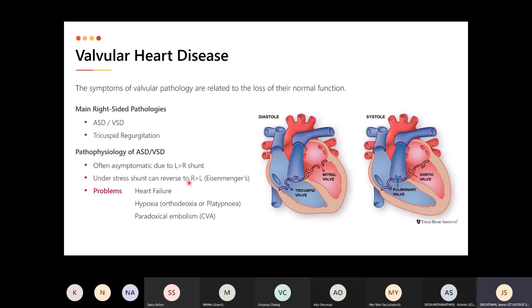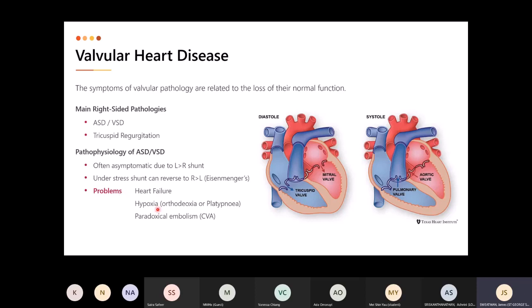They're often asymptomatic because obviously the left-sided pressure is greater than the right, so you get a left to right-sided shunt. But under stress, that can reverse and it goes from right to left, and that's called Eisenmenger's syndrome. And that can be due to, say, a pulmonary embolism in your pulmonary circulation that increases the pulmonary pressure, and so builds up the pressure back into the right ventricle until this pressure is greater than the left side, and then stuff starts flowing from right to left. Can also be due to restrictive lung diseases and things like that.